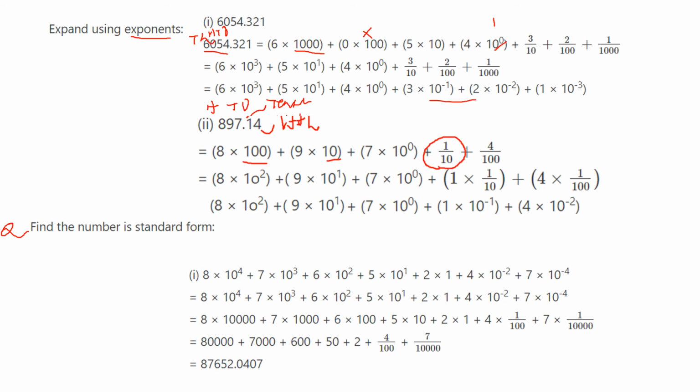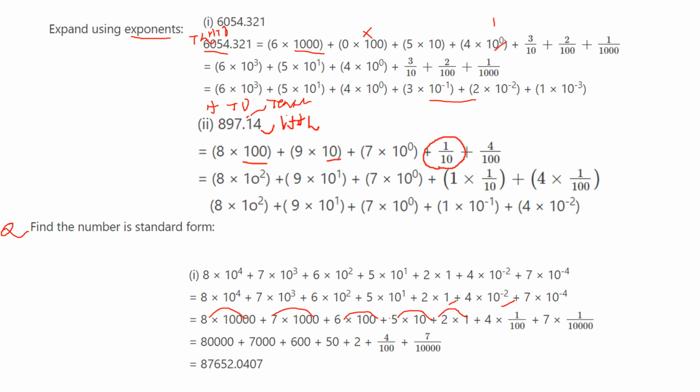10,000. 10 cube 1000. 10 squared 100. 10 to the power 1 means 10. And 2 into 1 you put as such. Plus 4 into 10 to the power minus 2 means 4 into 1 by 100 plus 7 into 1 by 10,000. So here 80,000 you multiply, and 7 into 1000 is 7,000 plus 600 plus 50 plus 2, and 4 into 1 by 100 we can write as 4 by 100 plus 7 by 10,000. This is hundredths, this is ten-thousandths.